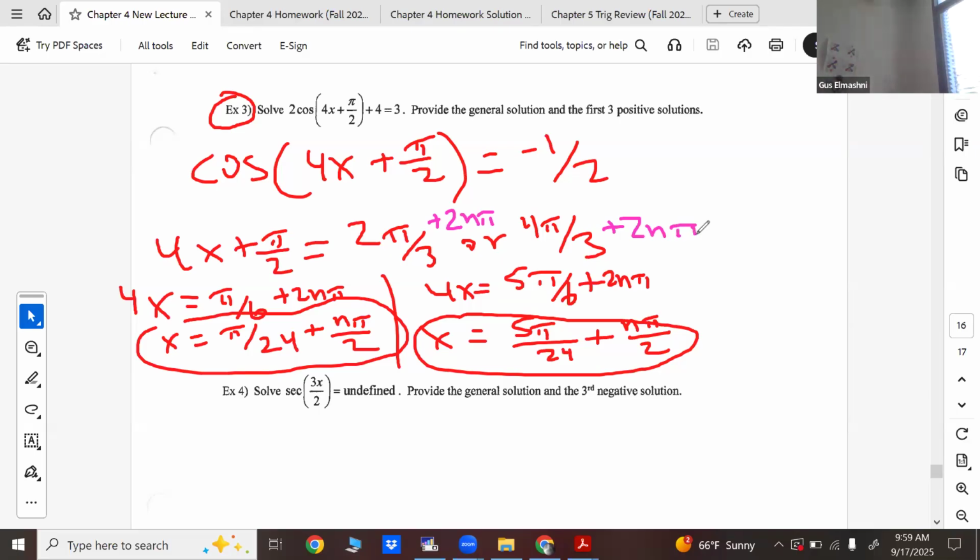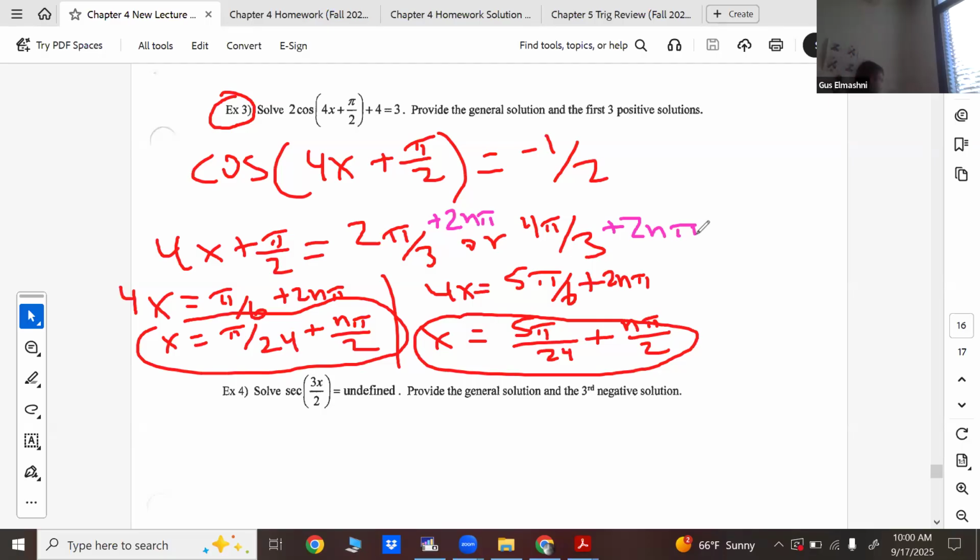I did forget to write 2n pi initially, but 2n pi only gets impacted when there's a coefficient in front of x. If you're adding a number to x, that doesn't matter because you just combine it with what's on the other side. But when you divide by 4, 2n pi must also divide by 4. That's what you get. There's a lot of stuff.